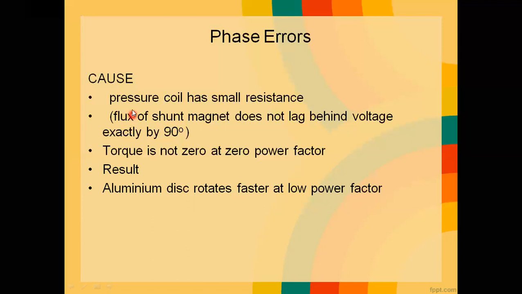The causes are: the pressure coil has small resistance, the torque is not zero at zero power factor, and also the flux is not in quadrature with the voltage across the pressure coil, which is nothing but the load voltage. The result of the phase errors is that the aluminum disc rotates faster at low power factor loads. So when the power factor is low, the aluminum disc will rotate at a faster pace.